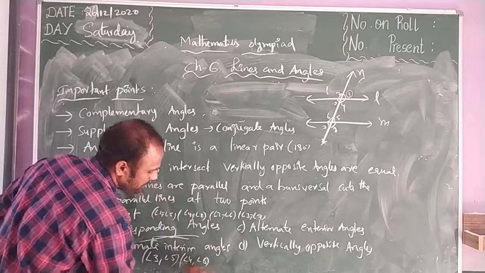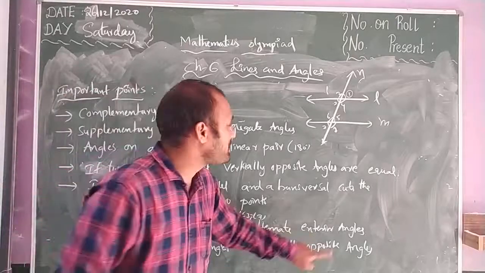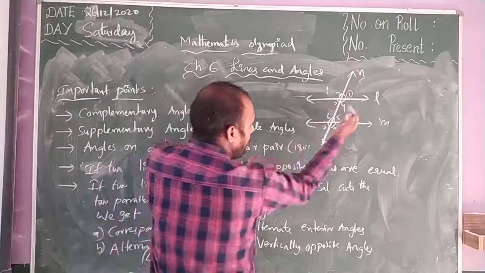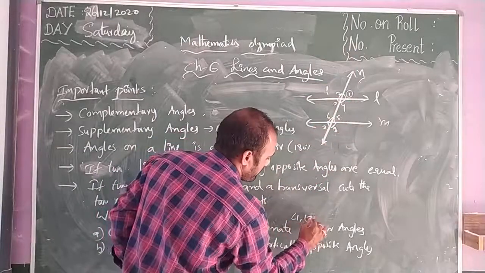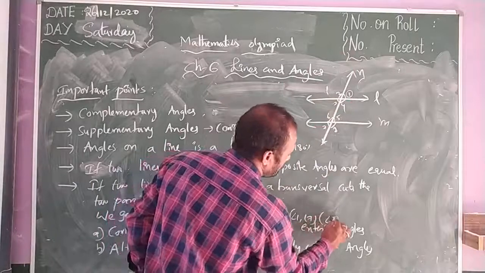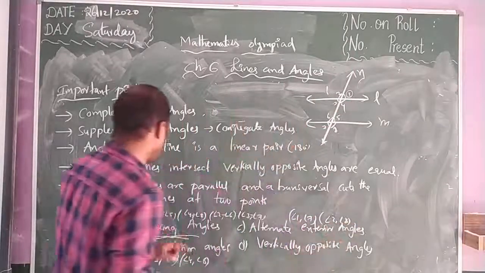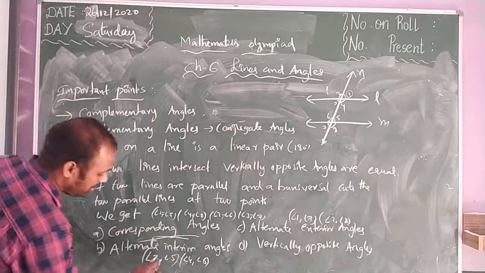These are inside. Same concept for alternate exterior angles, which means outside of the parallel lines. So angle 1 and angle 7, and the second pair is angle 2 and angle 8. Moreover, according to the parallel line concept, these are all equal.